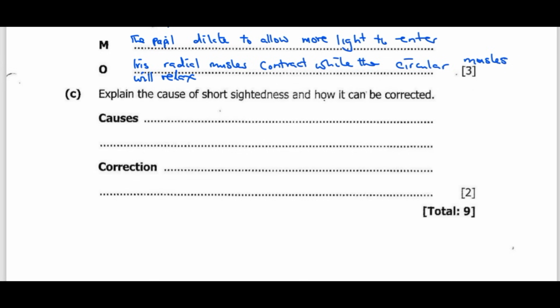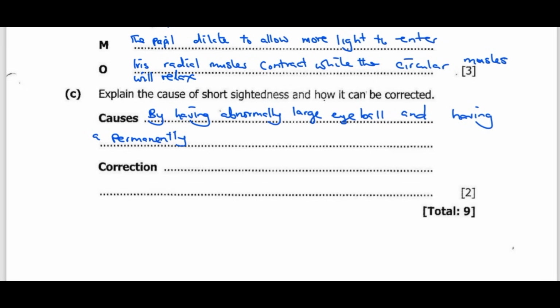Okay, so explain the cause of short-sightedness and how it can be corrected. So the cause of short-sightedness is by having abnormally large eyeballs and having a permanently thick lens. And the correction of this is it can be corrected by the use of concave lenses.